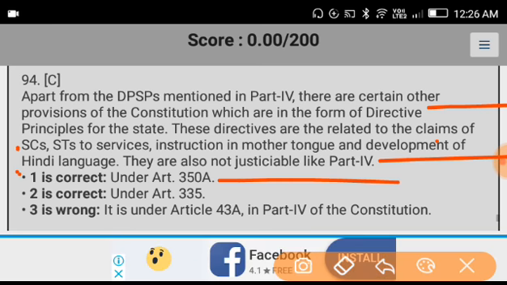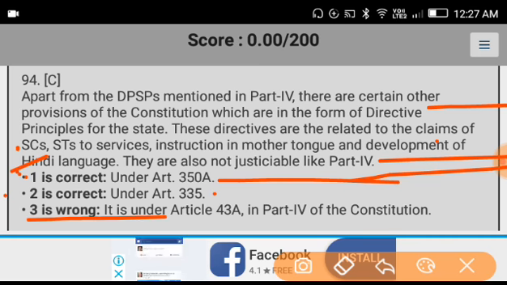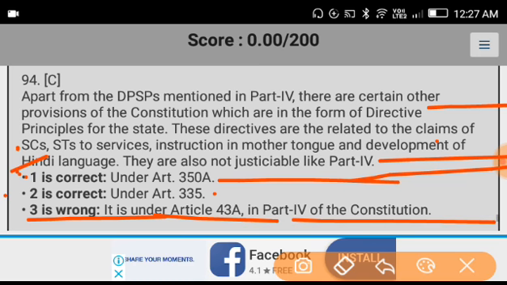So SC/ST claims to services, instruction in mother language, and development of the Hindi language are not like Part 4; they are not justiciable like Part 4. Here one is correct under Article 350A. Two is correct under Article 335. Three is wrong. It is under Article 43A in Part 4 of the Constitution.